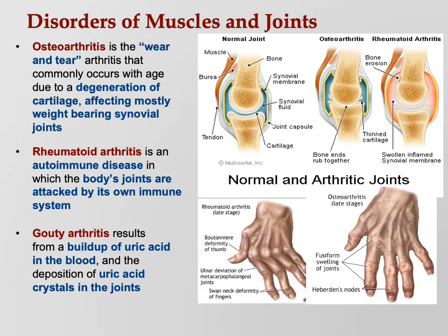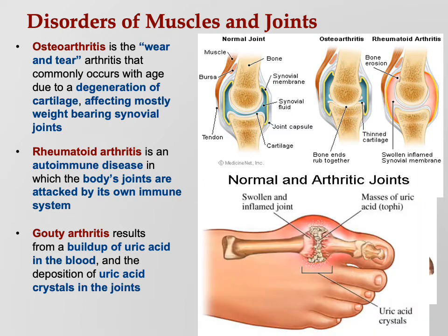And then gouty arthritis, people simply call it gout, results from a buildup of uric acid in the blood and the deposition of uric acid crystals in the joints. So due to gravity, gouty arthritis, again, people often just call it gout, happens in the lower extremities. The big toe is a common site. So uric acid precipitates out of the blood and forms these little tiny knives. So you get these giant masses of tiny knives that are stabbing into the joint tissue all around there, and it's extremely painful.